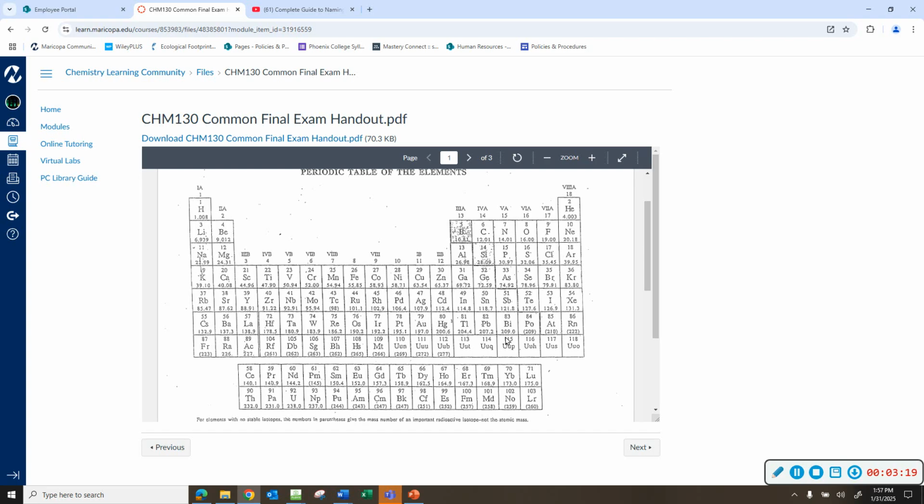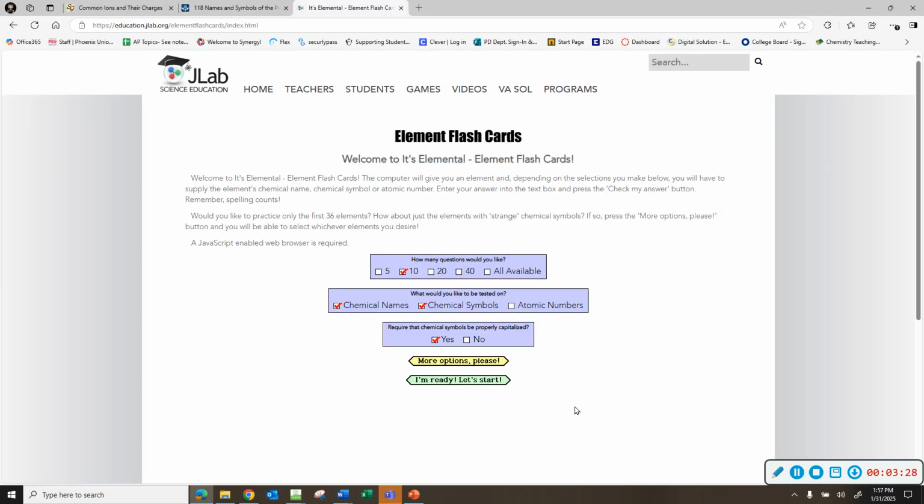I will be sending out a couple of different websites to help you learn the names to the symbols. One of those is one that I've used year in and year out. It's JLab. Again, you don't have to worry about pausing the video. I will send this link out to you. But I would start small. Don't try to do all of the periodic names or symbols. Start with like 5 or 10 to begin.